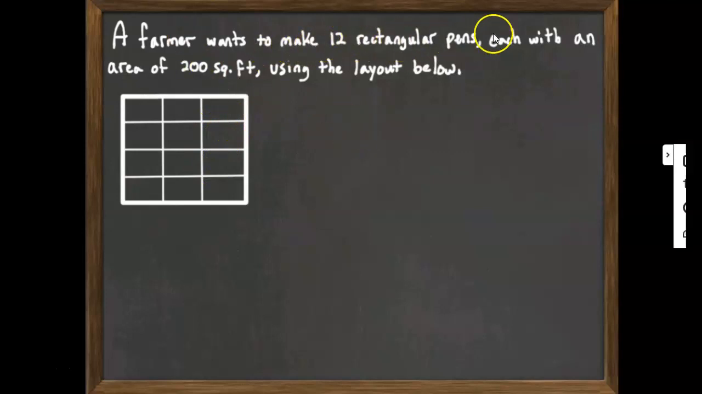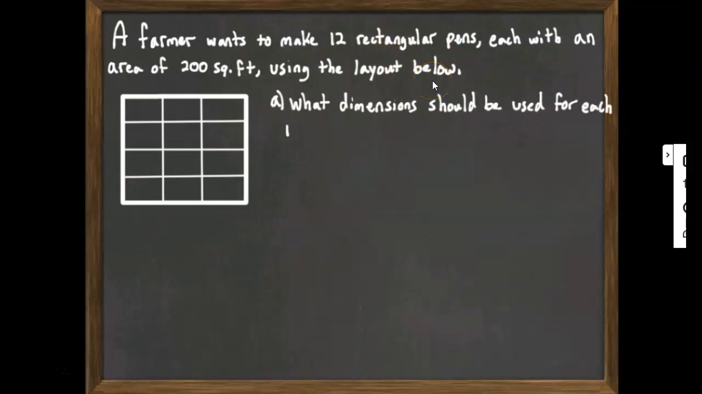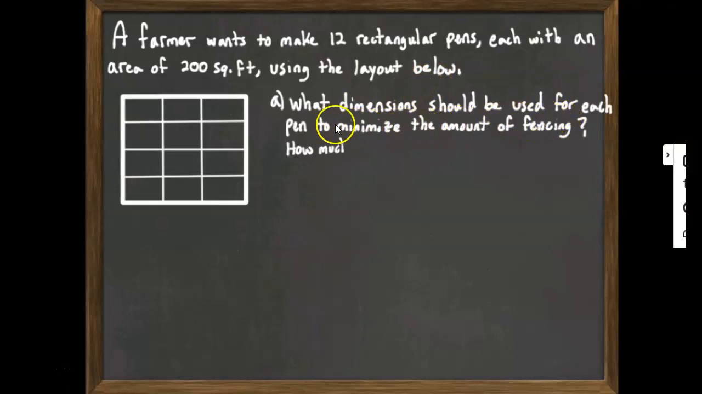So a farmer wants to make 12 rectangular pens, each with an area of 200 square feet. And so the question we ask here is what dimensions should be used for each pen to minimize the amount of fencing. And then second question, once we've figured that out, how much fencing is needed to fence all 12 of these pens. You can go back and work it out for an individual pen and then multiply that result by 12 and compare it. And you'll see that we are in fact definitely saving on material used here.